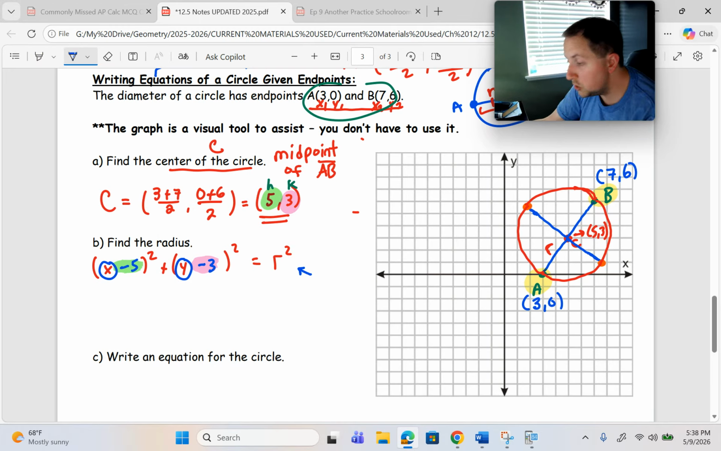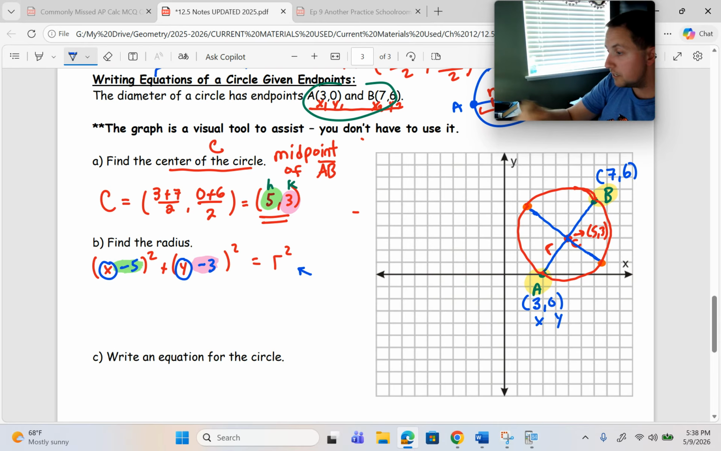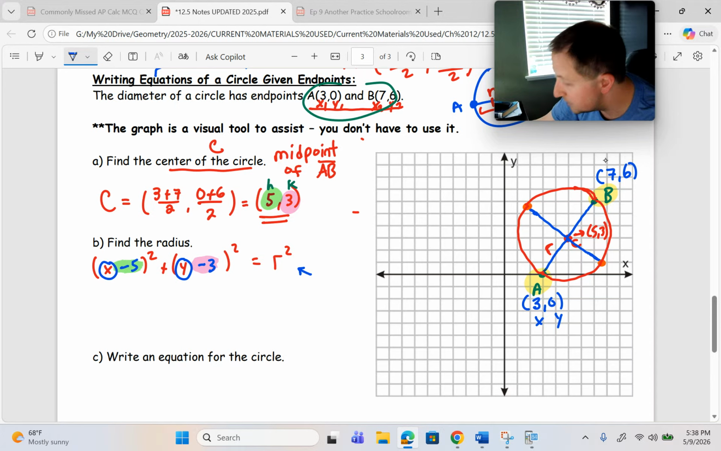So you can use whichever one you want. Both of those are points that are on the circle. They're on that red circumference that I drew, the round part of that circle. Doesn't matter which one you use. You can try it both ways for practice. I always say pick the point that looks like it has easier numbers.